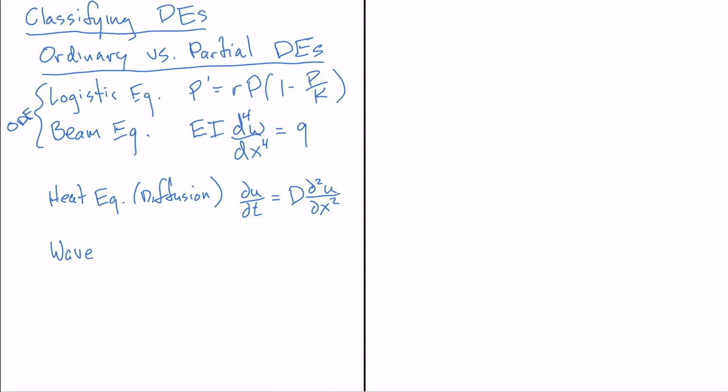So another equation, the wave equation, which can be used to describe the movement of deflections in a tight string, like a guitar string, for example.